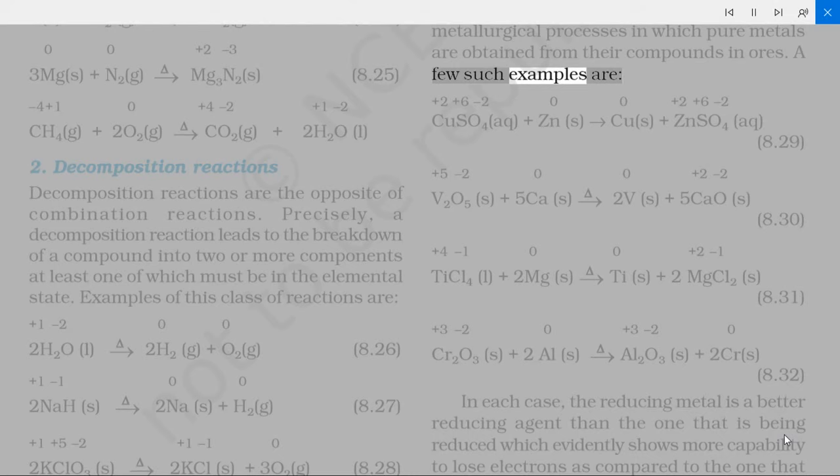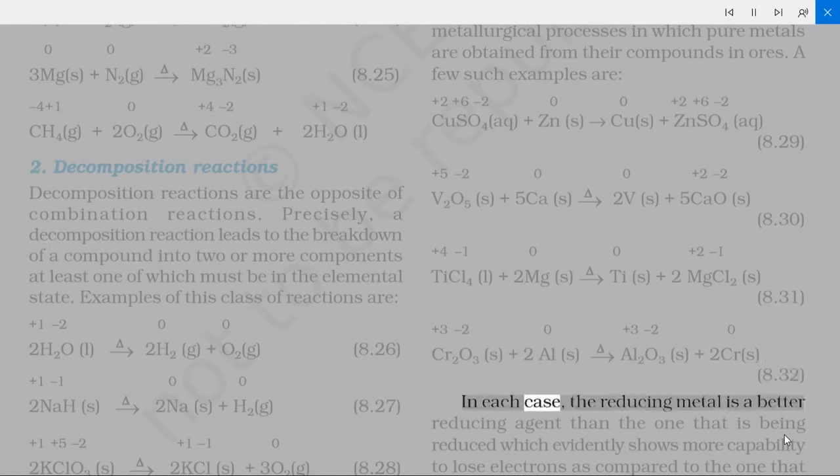A few such examples are: CuSO4(aq) + Zn(s) → Cu(s) + ZnSO4(aq) (8.29); V2O5(s) + 5Ca(s) → 2V(s) + 5CaO(s) (8.30); TiCl4(l) + 2Mg(s) → Ti(s) + 2MgCl2(s) (8.31); Cr2O3(s) + 2Al(s) → Al2O3(s) + 2Cr(s) (8.32).